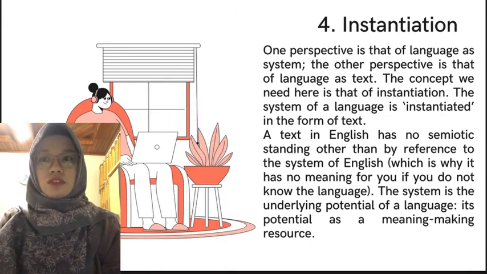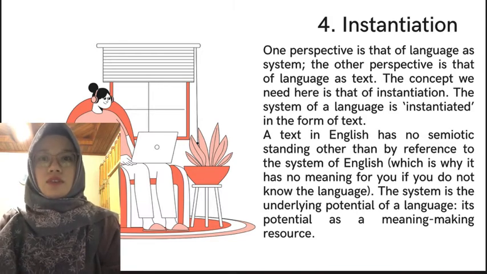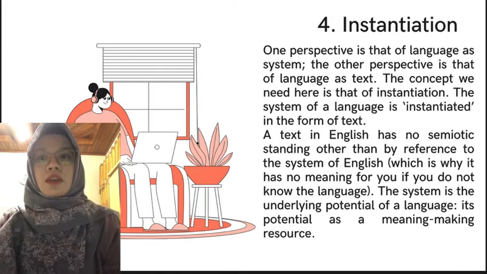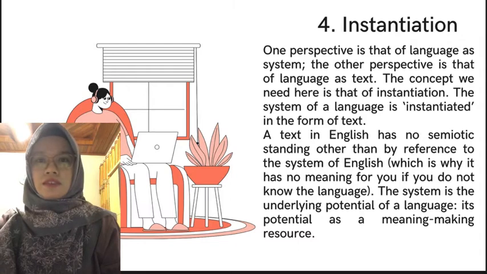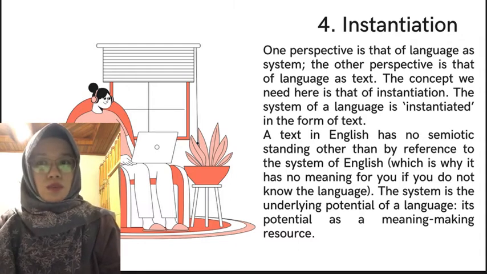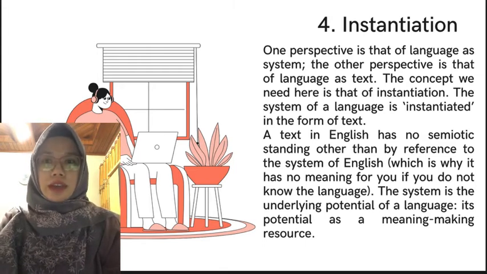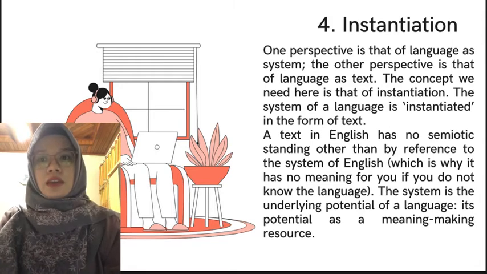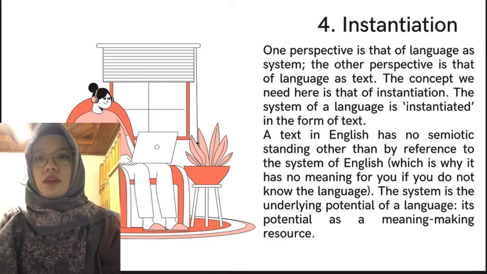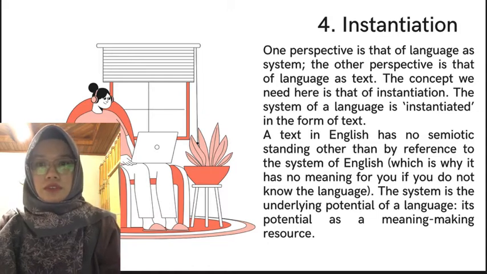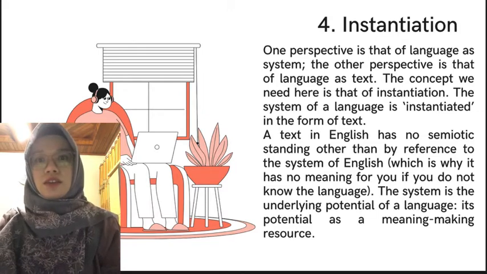Number 4, instantiation. When we want to explain how language is organized and how its organization relates to the function it fulfills in human lives, we often find it difficult to make things clear, and this is because we are trying to maintain two perspectives at once. One perspective is that of language as a system. The other perspective is that language is a text. The concept we need here is that of instantiation. The system of a language is instantiated in the form of text.